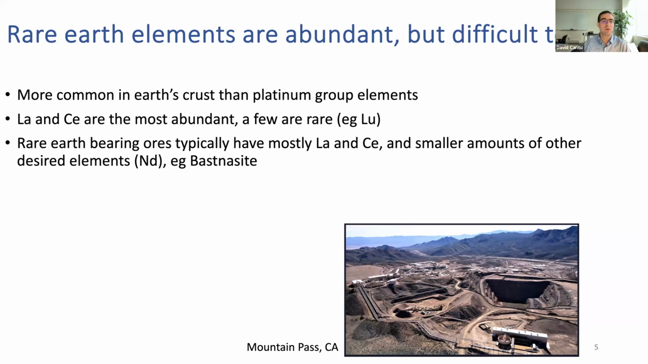And rare earth-bearing ores typically have many lanthanides together. So one of the most desired ones is neodymium for the magnets, but you find small amounts of neodymium in ores that have large amounts of lanthanum and cerium. And that's a picture of the Mountain Pass mine in California, very close to Nevada, to Las Vegas. There they are, again, operating and mining rare earths, and they get bastnasite, which mostly has cerium, as well as many other rare earths.